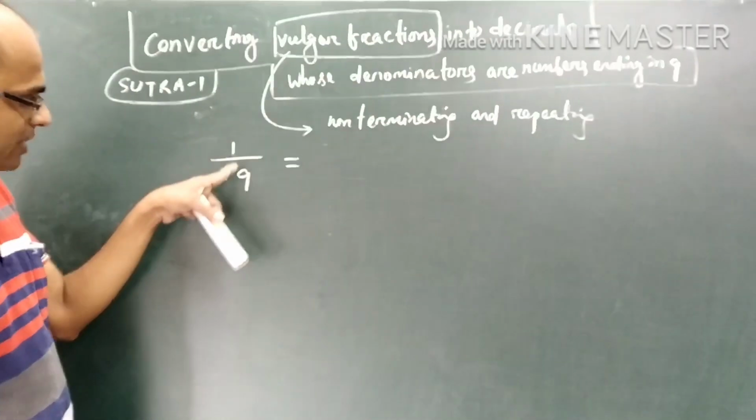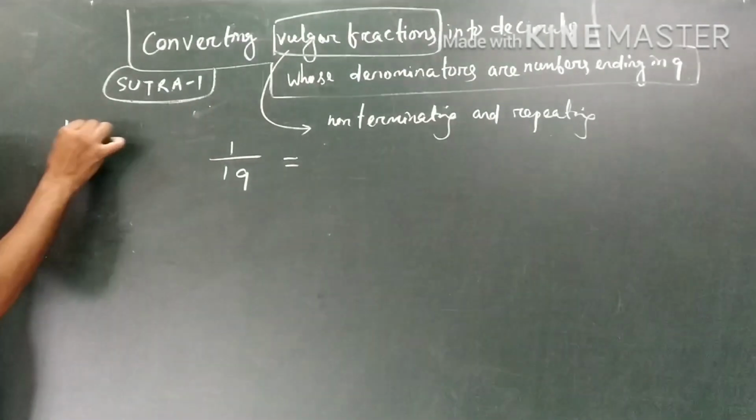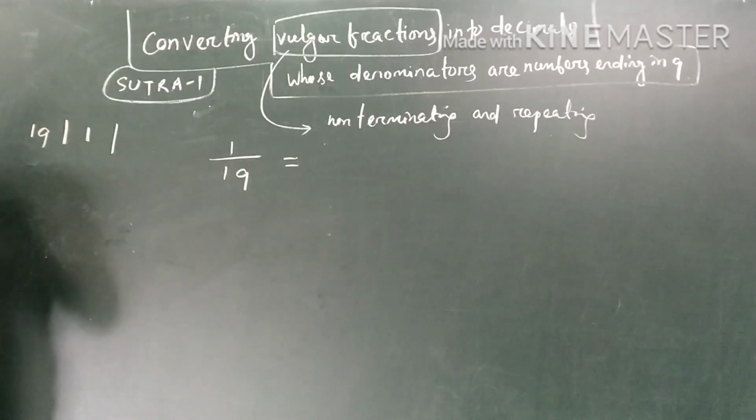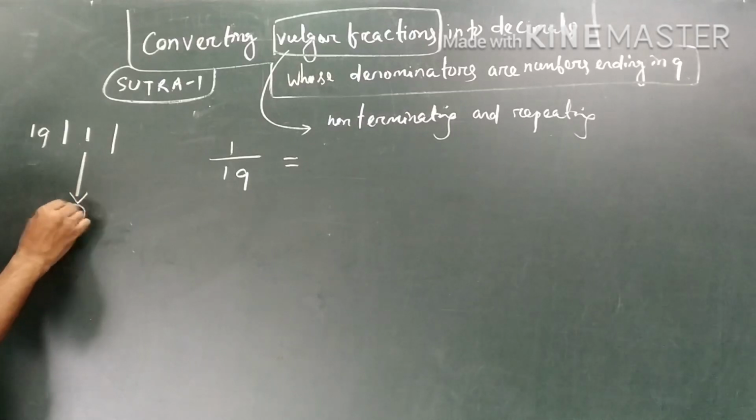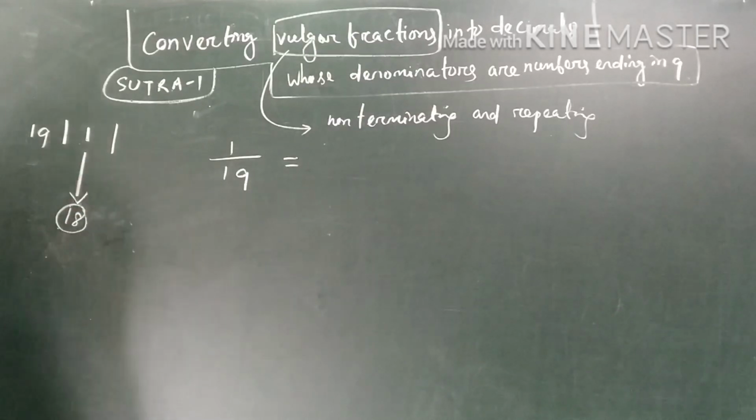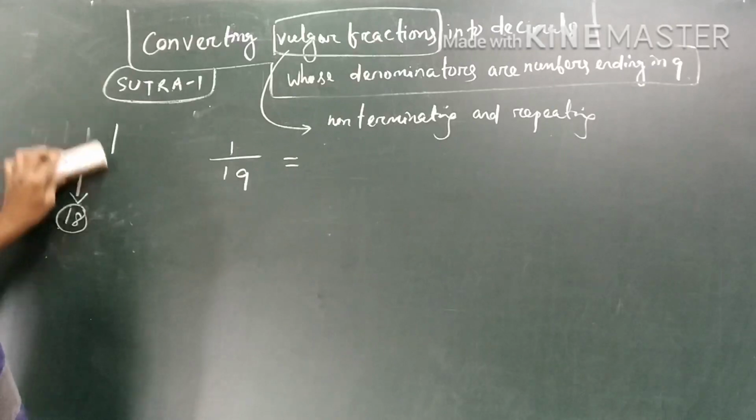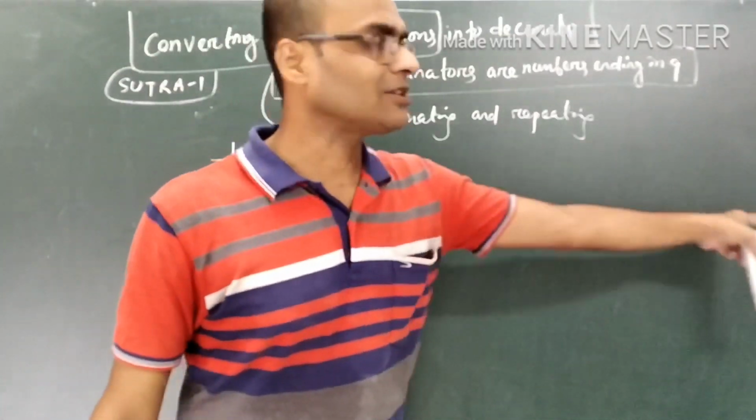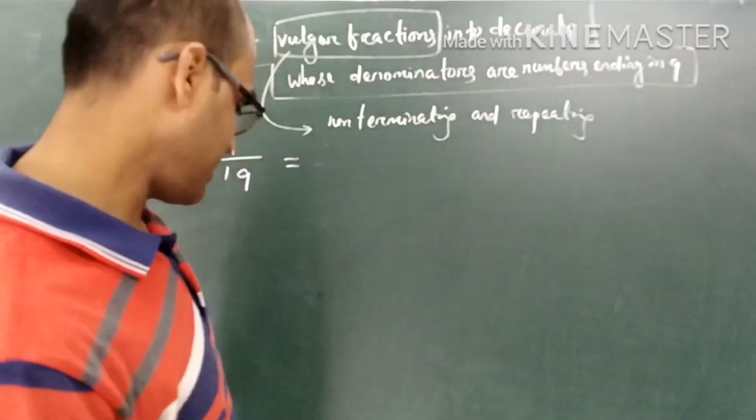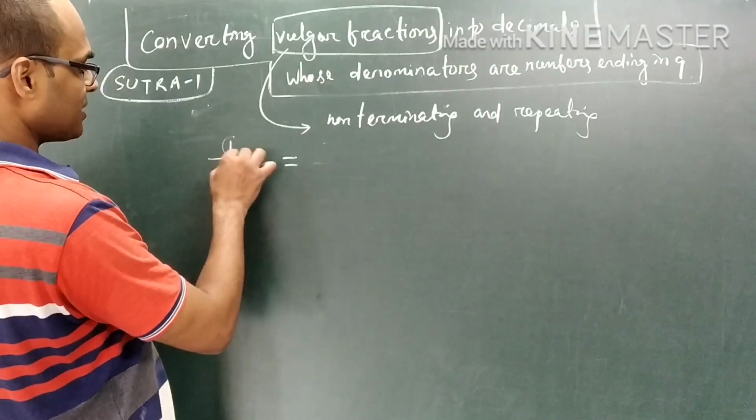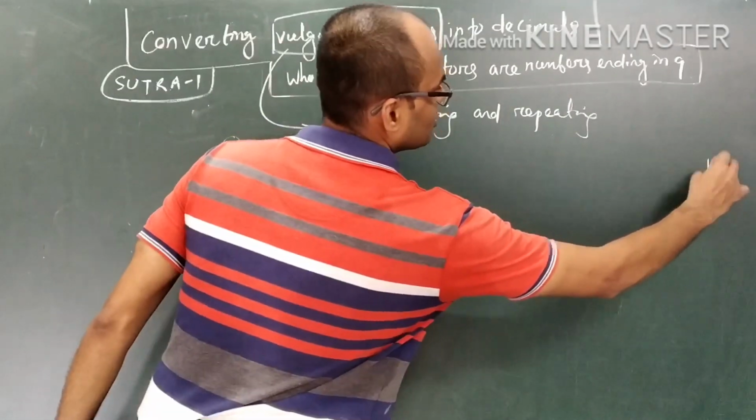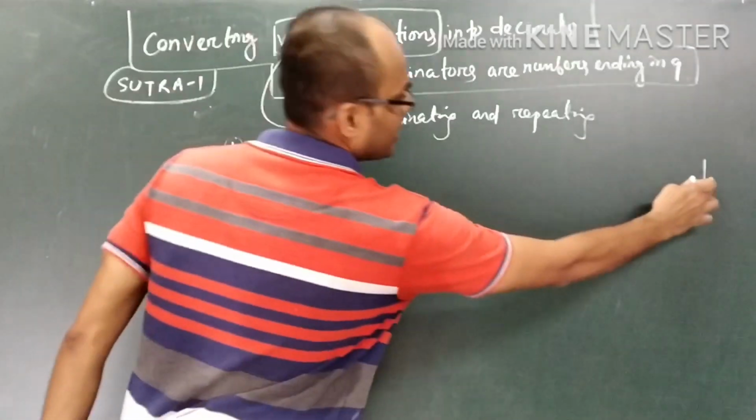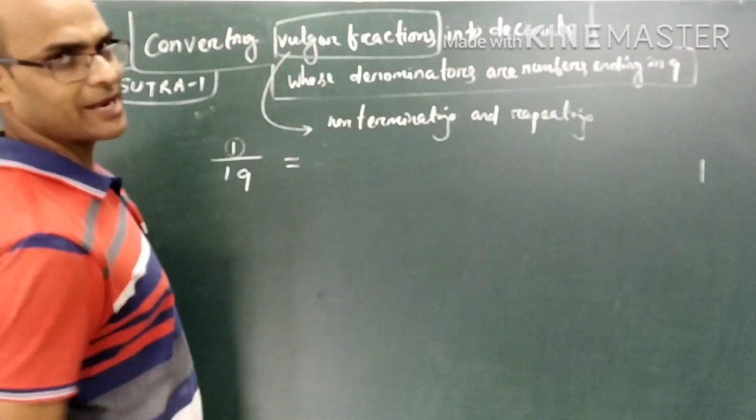So suppose friends we have to find 1 by 19. If you divide 1 by 19, after 18 steps you will get the answer, which is very lengthy I think. But here is the beauty of Vedic mathematics: you can write the answer in one line. Let's see how it comes. Whatever the numerator you are having, you write at the extreme right position.